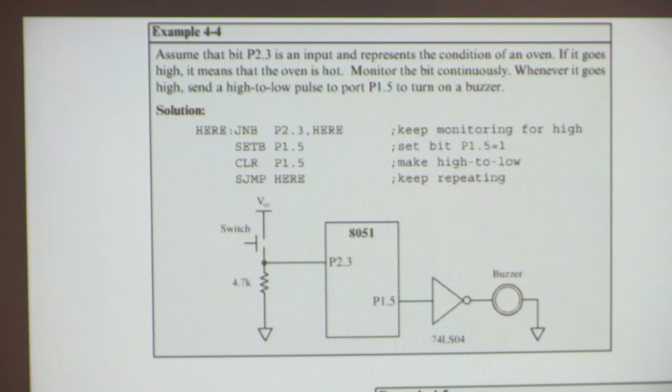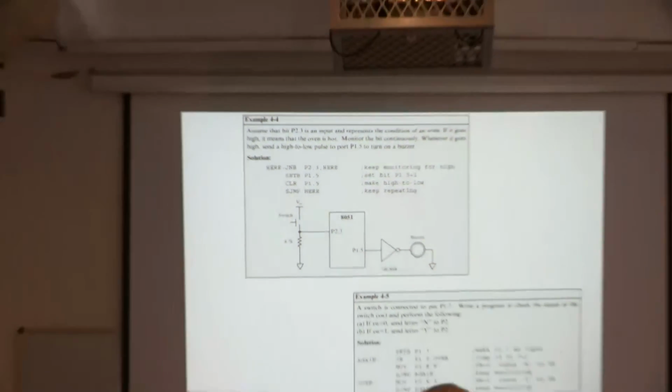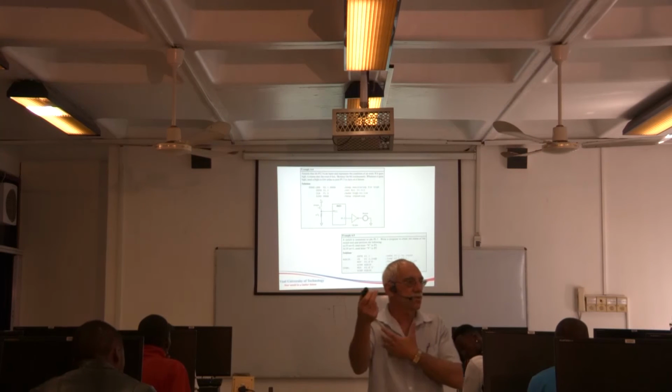We'll pull a 1, and what's going to happen to my program? My program is saying, oh, it's a 1 now, and it's not going to sit in the loop anymore. It falls through here. So then I set bit 1.5, it becomes a 1, and then this buzzer will come on. It's going to buzz, it's going to give an alarm. This is just a simple little example.